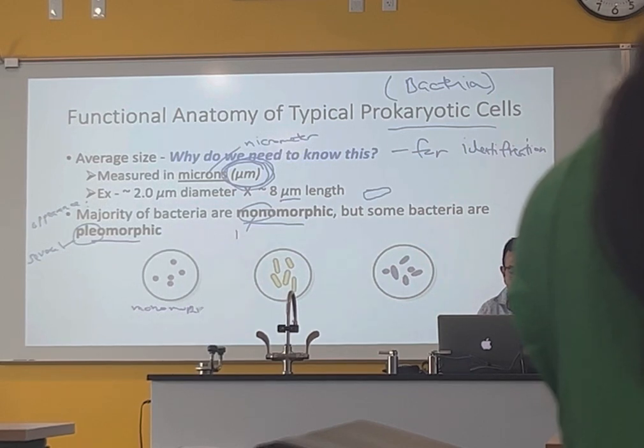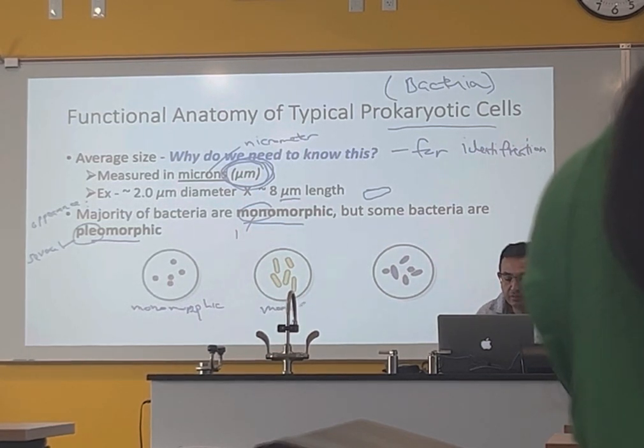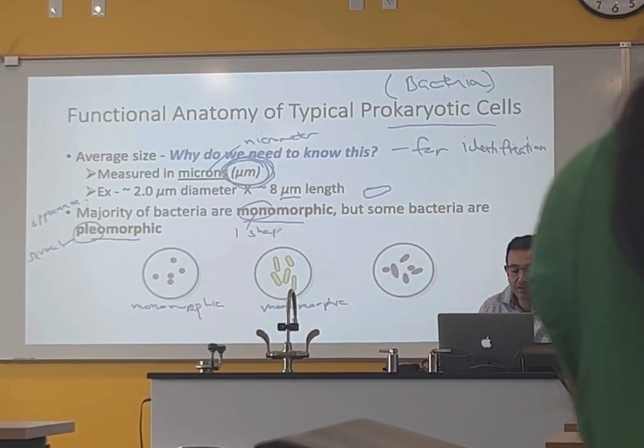Sorry, monomorphic. First two are monomorphic. And what monomorphic, I told you, yes, mono means one, but what I mean by one is that one shape predominates. That's what I mean by one.